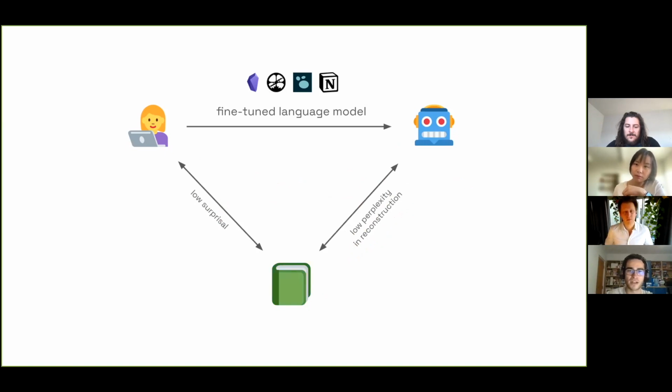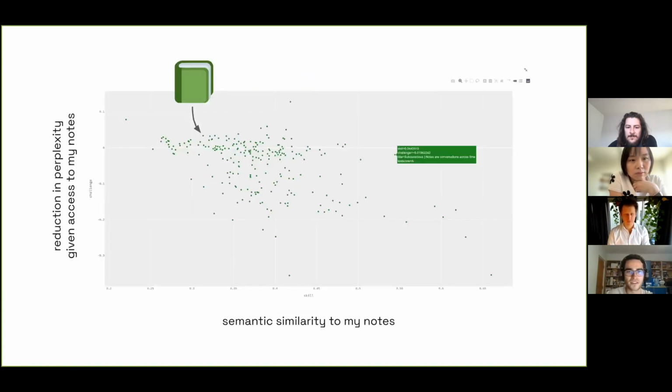Just to help drive the point home, low surprisal might correlate with low perplexity in reconstruction. So a language model like GPT-2, fine-tuned on the user's notes, might find it really easy to predict the flow of ideas and arguments in a certain article or book or paper. Right, and those are some results based on this idea.